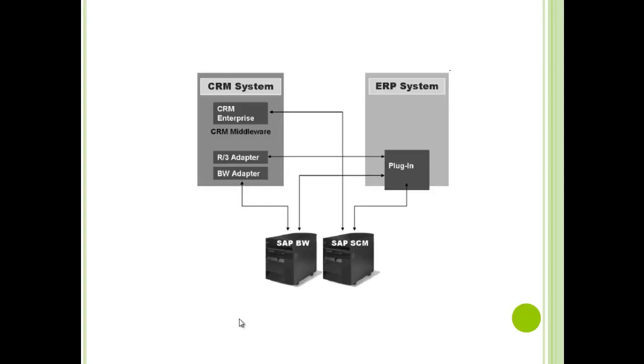A plugin is installed in the SAP ERP system which acts as a counterpart to the R3 adapter in the SAP CRM system, supporting data communication between the two systems. The data exchange includes the initial transfer of customizing, master, and transactional data to the SAP CRM system, and transfer of delta data in both directions.